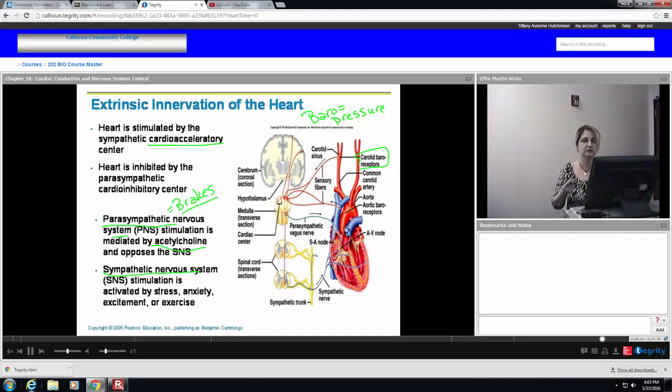Of course, this is going to happen during times of stress, anxiety, excitement, exercise. During all of these times, of course, the heart needs to pump faster. The heart pumping faster gets more nutrients, more fuel, more oxygen out to the body. So it's important during these times that the cardioacceleratory center, or the accelerator portion of this system, is stimulated.